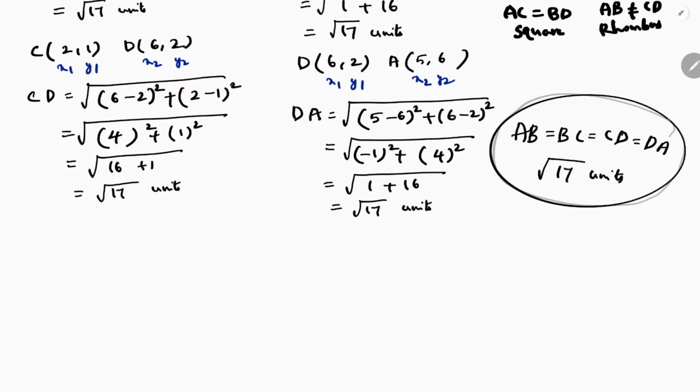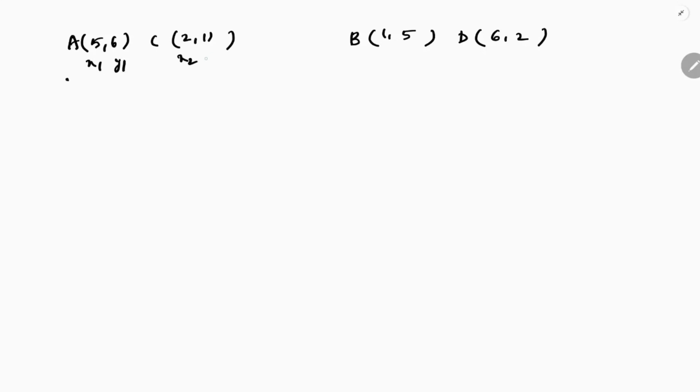So there are two possibilities. It may be a square or a rhombus. So we need to check the diagonals. I'll find the AC distance and the BD distance. Clearly here A is (5, 6), C is (2, 1), B is (1, 5), D is (6, 2). So this is x1, y1, x2, y2.